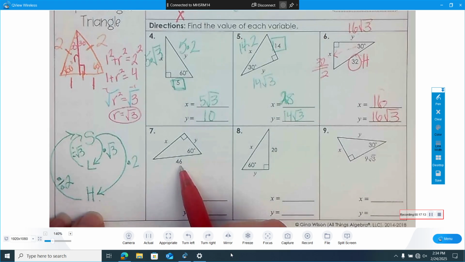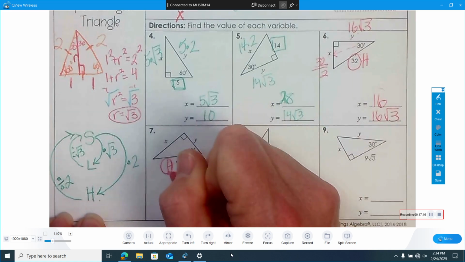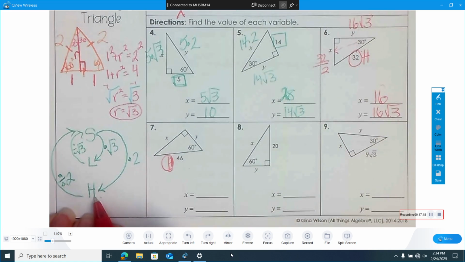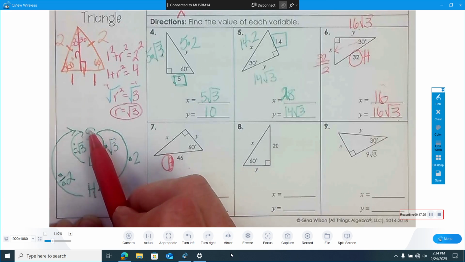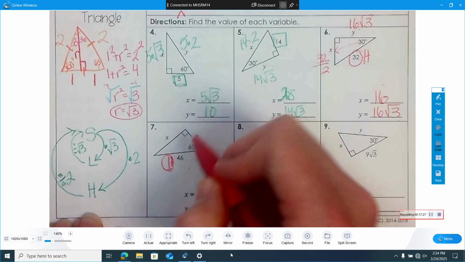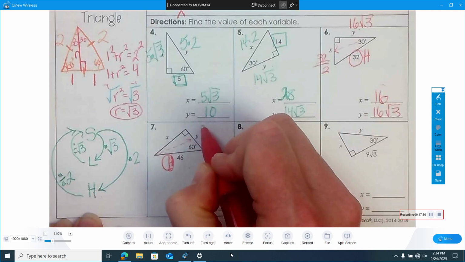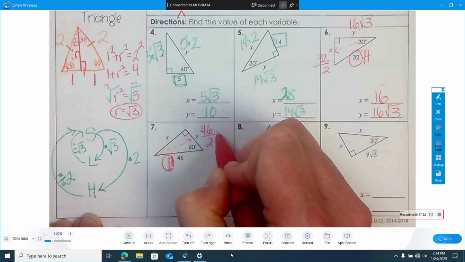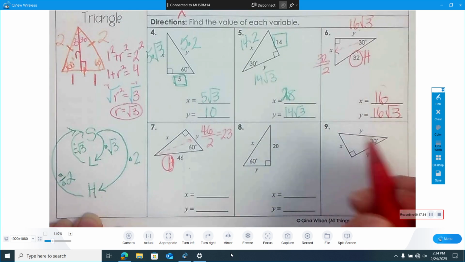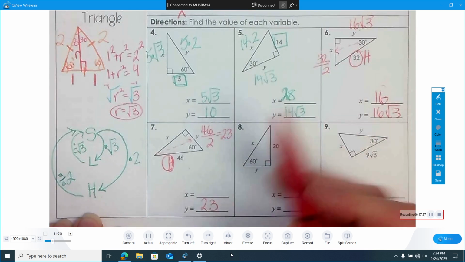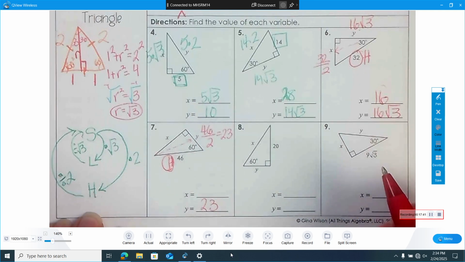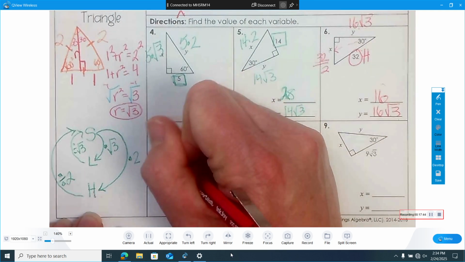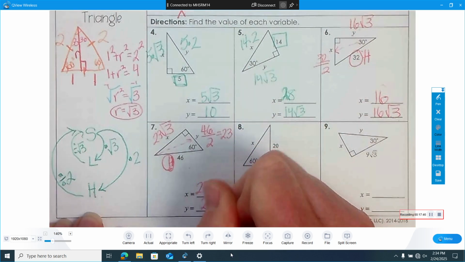Number 7, once again, they gave us the hypotenuse, so we're starting at the hypotenuse. What do we have to do? Divide by 2, and that'll give me my short leg. So my short leg is over here. 46 divided by 2 is 23. And now that I know the short leg, how do I get the longer leg? Times by radical 3. So 23 radical 3.